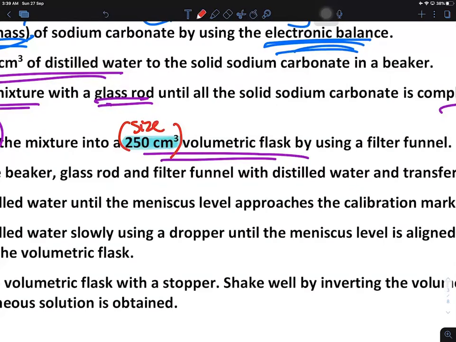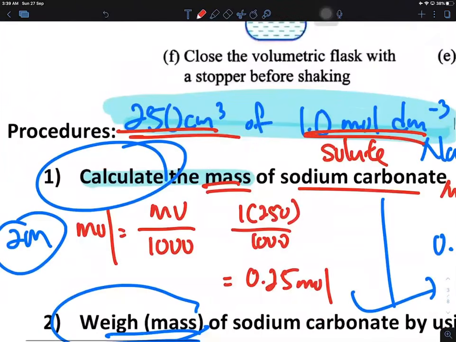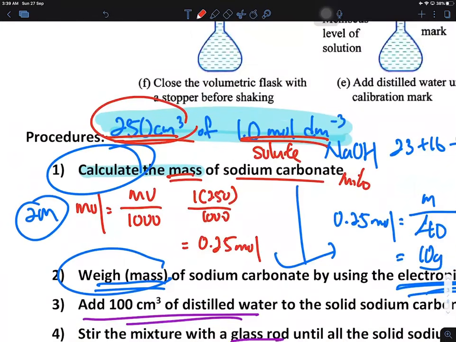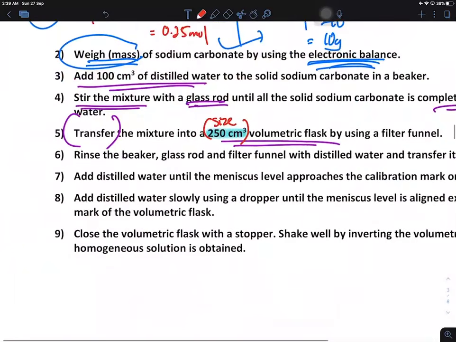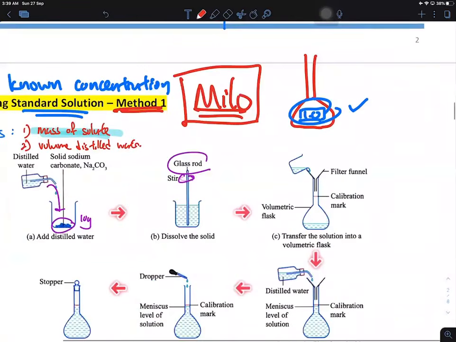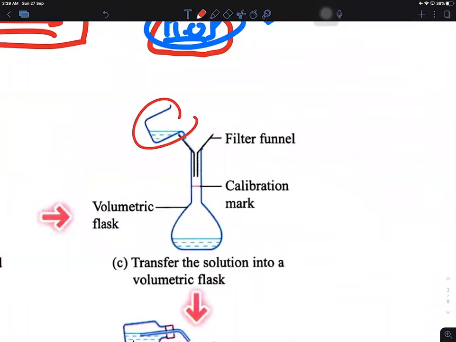How do you know what size is available? You just follow the question. If the question wants you to prepare this amount, then you just write the size of this amount, 250, by using a filter funnel. So I got my Milo in a cup now. I want to transfer it into a bottle.